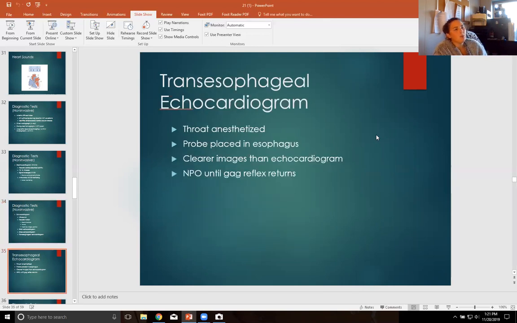So for that TEE, we're going to give some kind of anesthesia to the patient, give something that's going to numb the throat to prevent that gag reflex from occurring the entire time of the procedure. We're going to place that probe down there. It gives us better pictures, as I said. And we're going to keep the patient NPO until the gag reflex returns. Priority intervention there to make sure that we don't have a patient who ends up with aspiration pneumonia from an evaluation for their echocardiogram. Please make sure that you evaluate beforehand so that you have a baseline of care, and we will go from that.